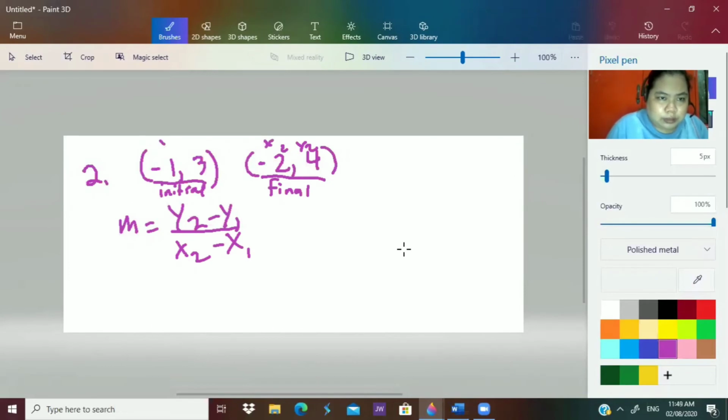So this is x sub 1, y sub 1. Okay, so plug natin. Lagay natin yung mga dapat na ilagay. So y sub 2 is 4. So 4 minus 3, because 3 is y sub 1, all over negative 2 minus negative 1.